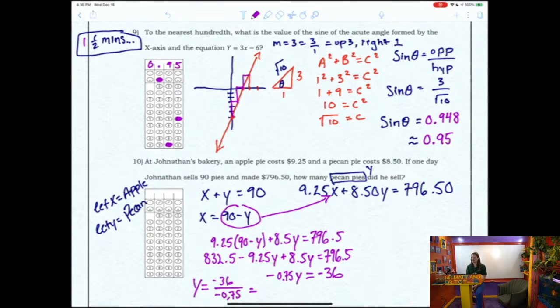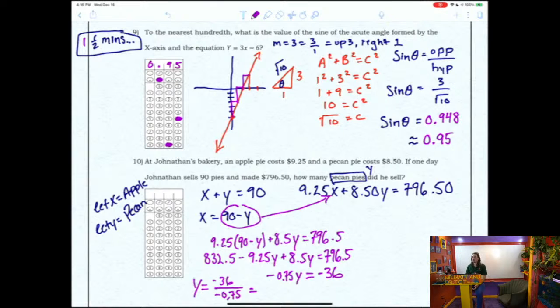$796.50 made in revenue. So the price of apple pies times the number of apple pies plus the price of pecan pies times the number of pecan pies would be equal to the total amount of revenue made that day. So we can write the equation 9.25x plus 8.5y is equal to 796.5.